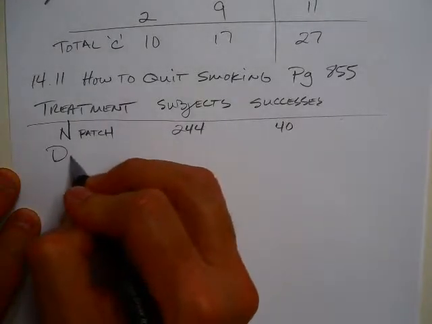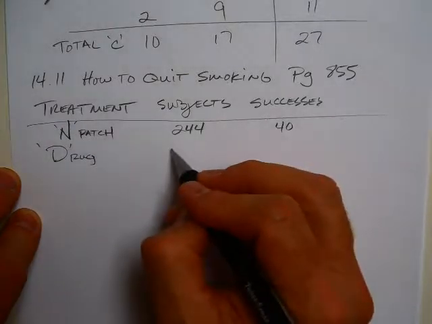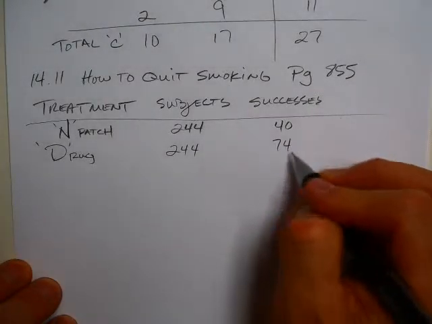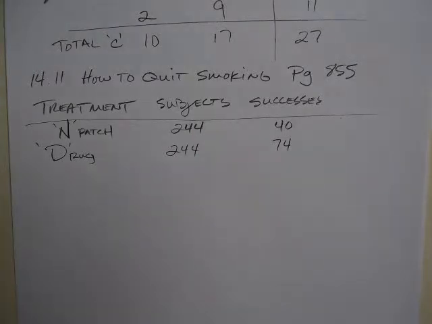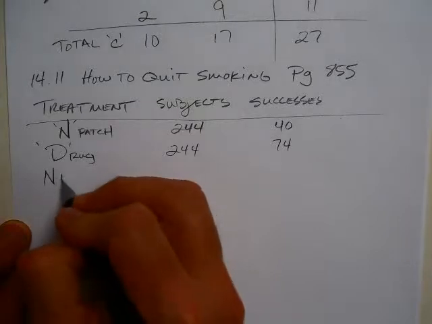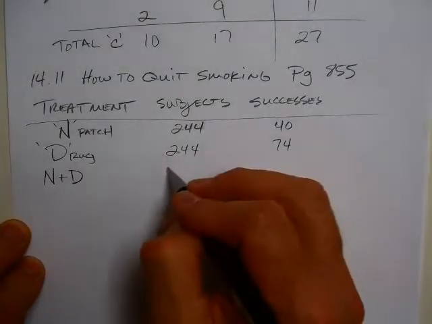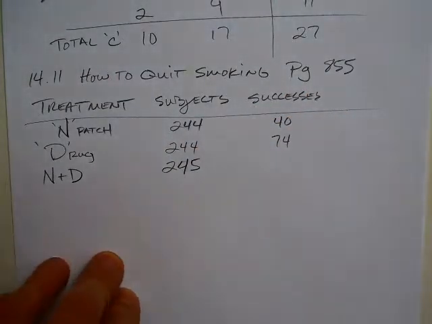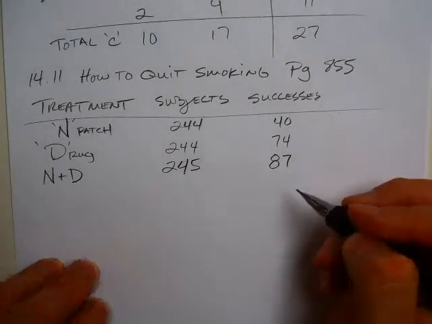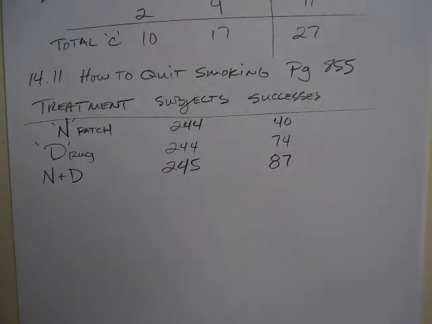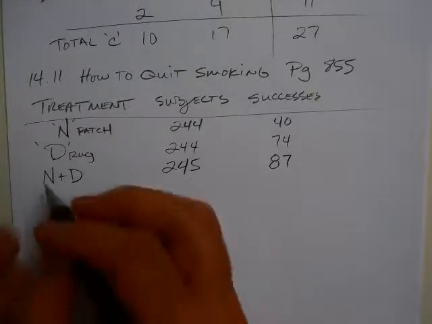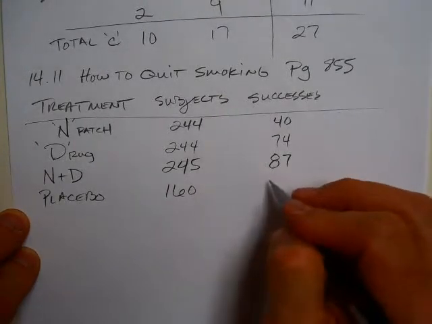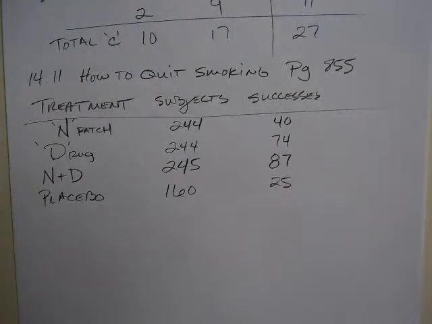The drug, which is called D, we also had 244 smokers try the drug, and of those, 74 were still smoke-free after a year. The patch and the drug, we had one more, 245 tried that. And 87 were successful combining the two. And lastly, no observation would be good without some sort of a placebo. And we had 160 with the placebo, and of those, 25 were still smoke-free after a year.